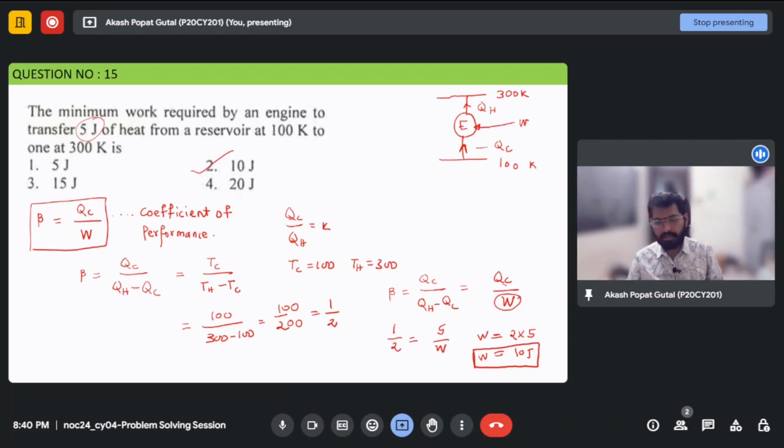So this is the CSIR 2015 question. Fine.